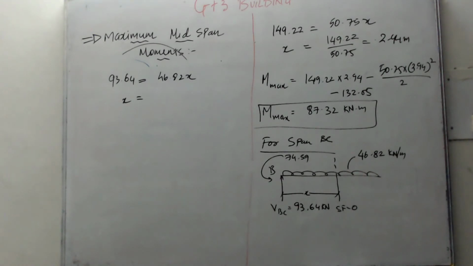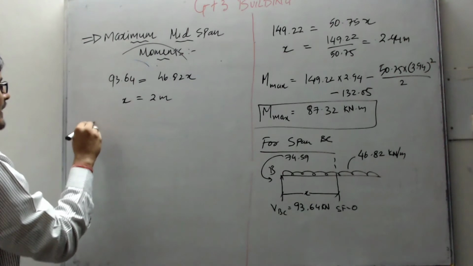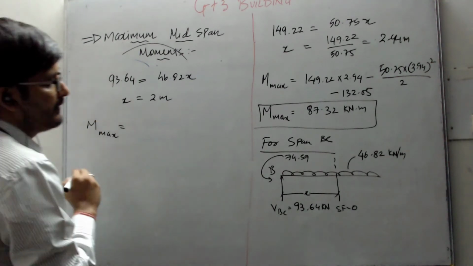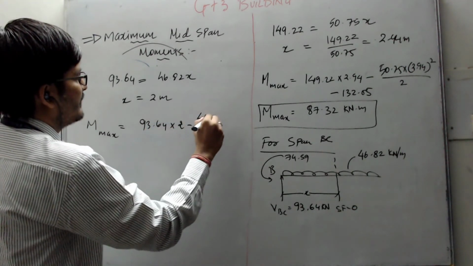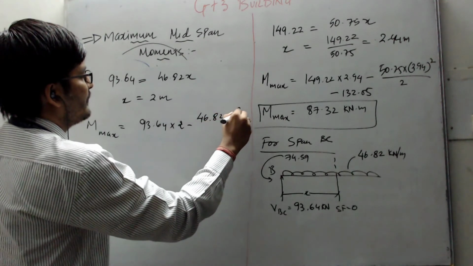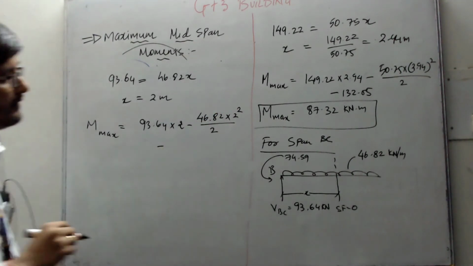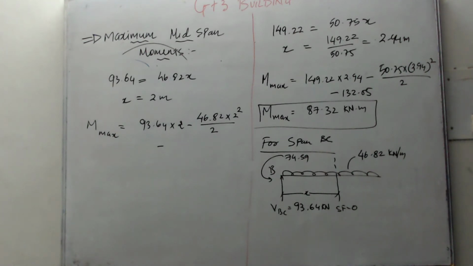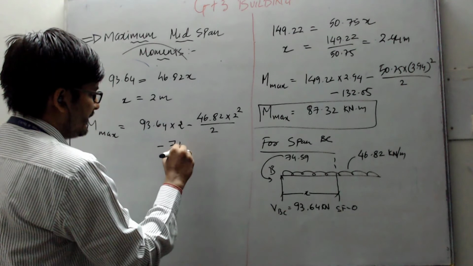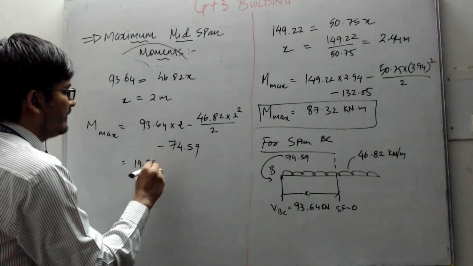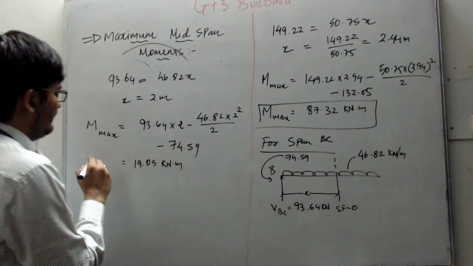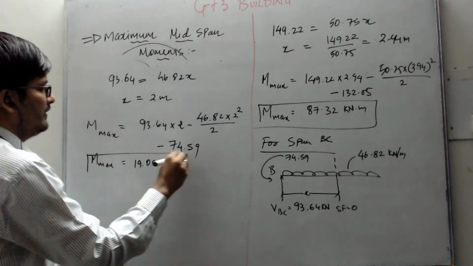And Mmax will be 93.64 multiplied by 2 minus 46.82 multiplied by 2 square divided by 2, and minus 74.59. If we calculate this value, your final answer will be 19.05 kilonewton meter. This is your Mmax in span BC, that is the shorter span of your continuous section.